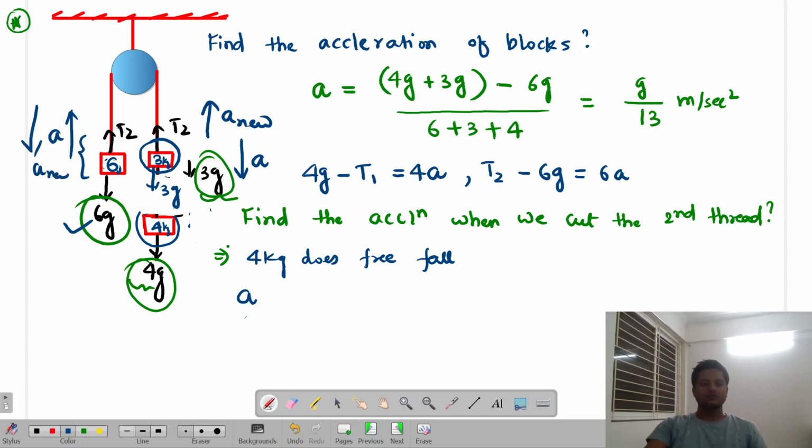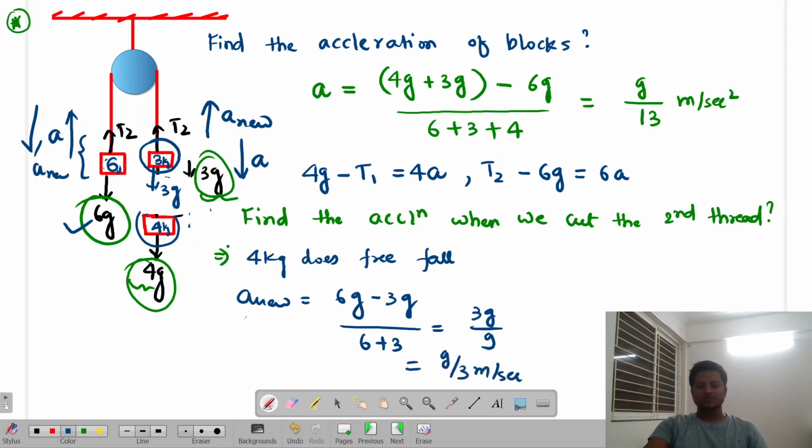So A will be what? Pulling force 6G minus 3G divided by how many masses? Two masses. 6 plus 3. Yes. So 3G by 9, which is nothing but G by 3 meter per second square. Are you able to get me or not? Are you able to understand this?